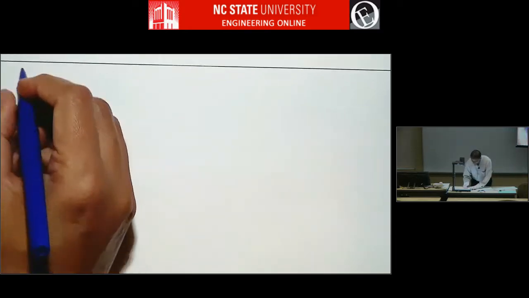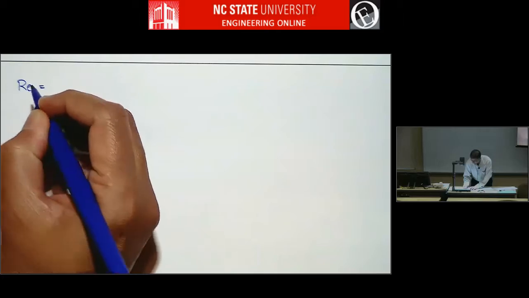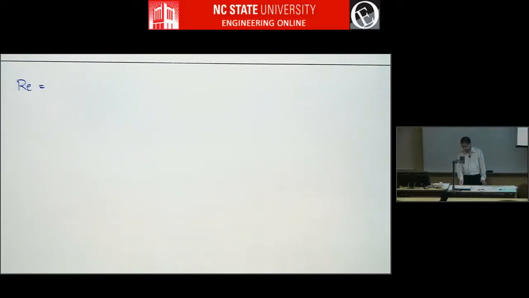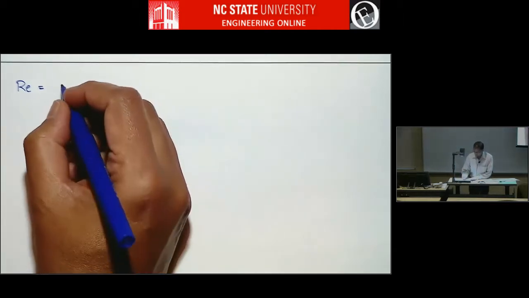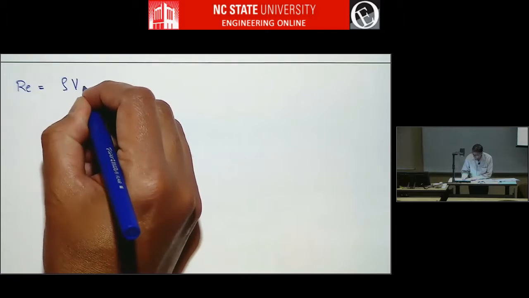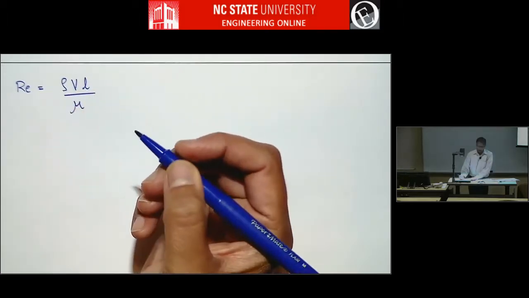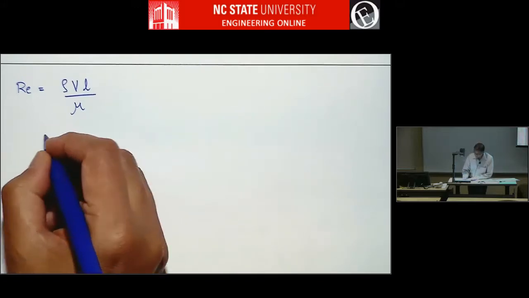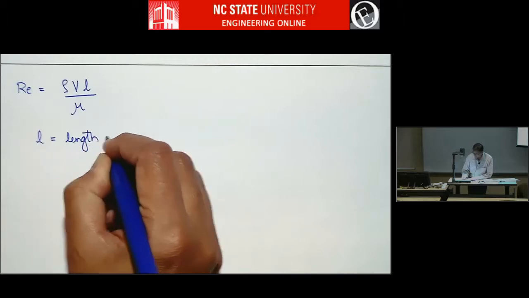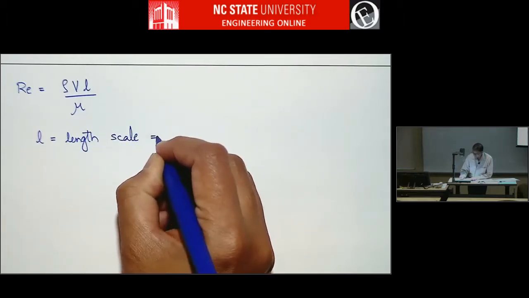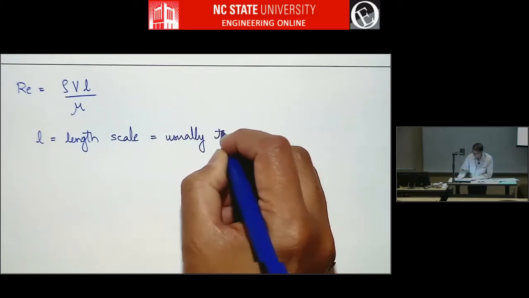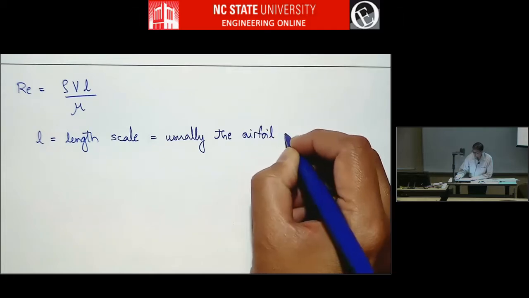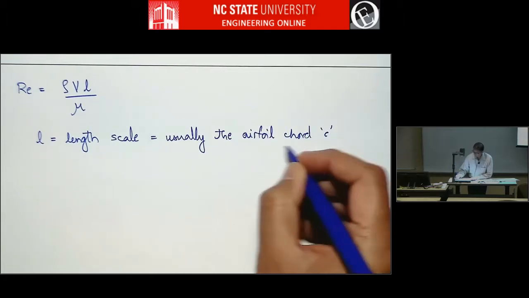So we know about Reynolds number. We have talked about Reynolds number before, but just to recap, Reynolds number, denoted by Re, is rho V L over mu, where L is a length scale, usually the airfoil chord for airfoil analysis.